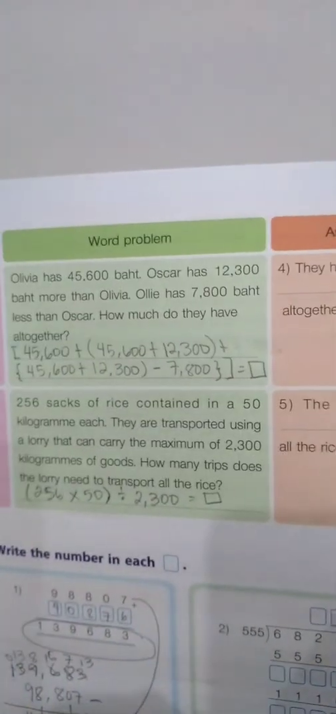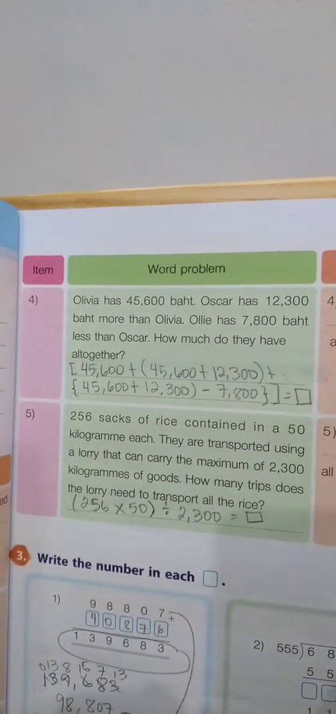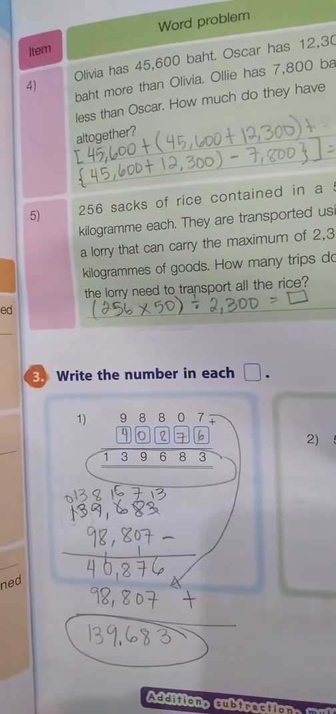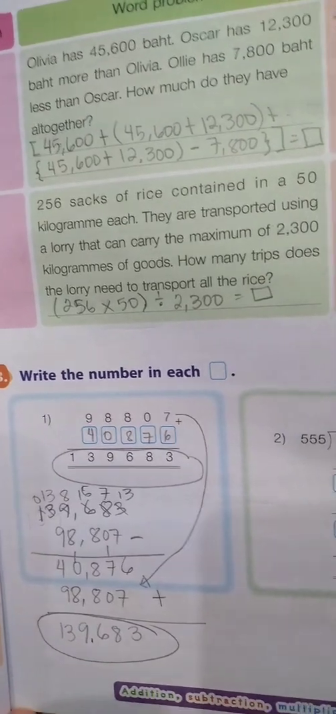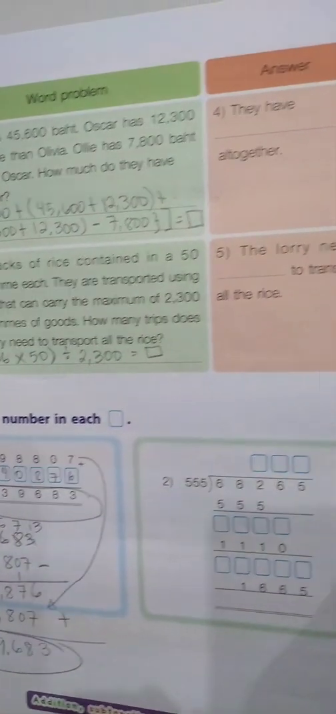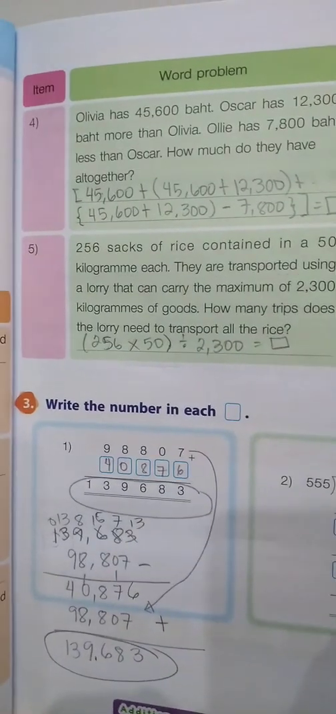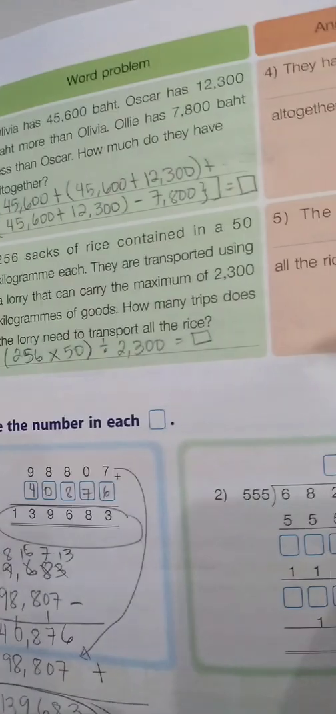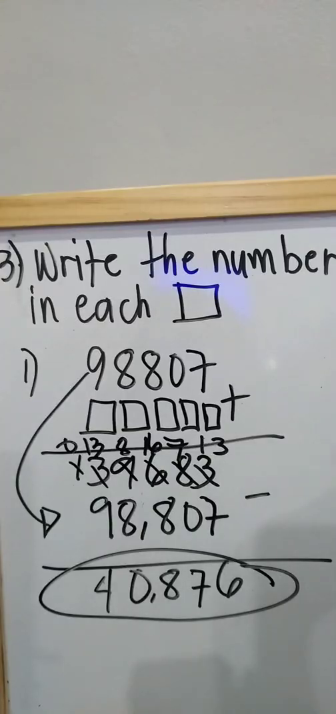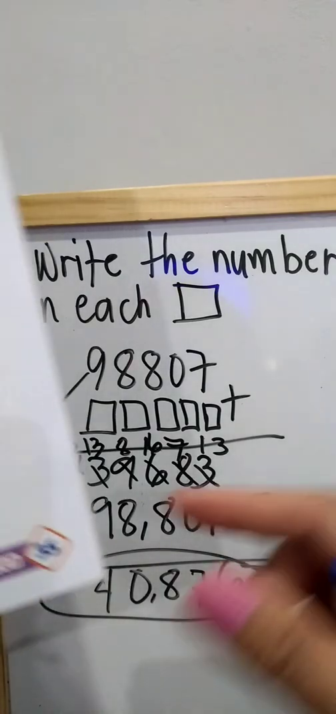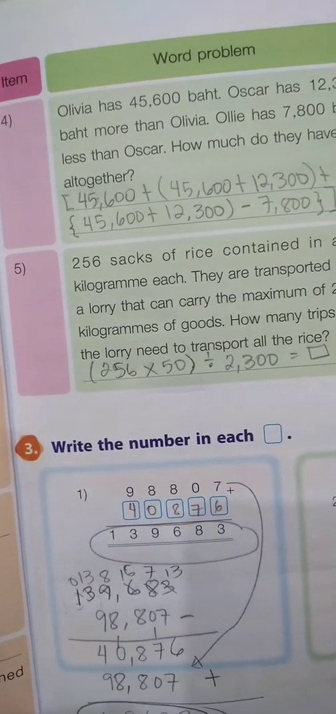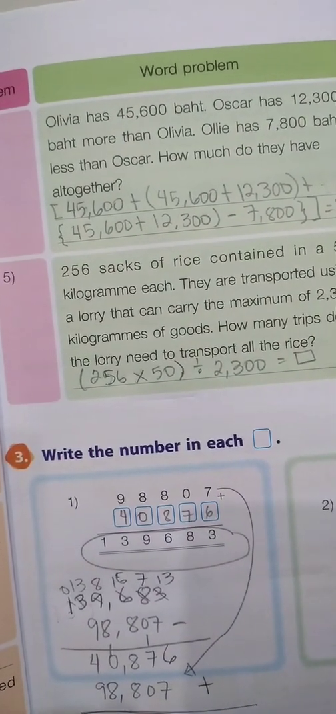Then number 3: write the number in each box. I'll show you how to answer it. Example number 1. Now please answer your book on page 35, part 3. Part 3, write the number in each square.